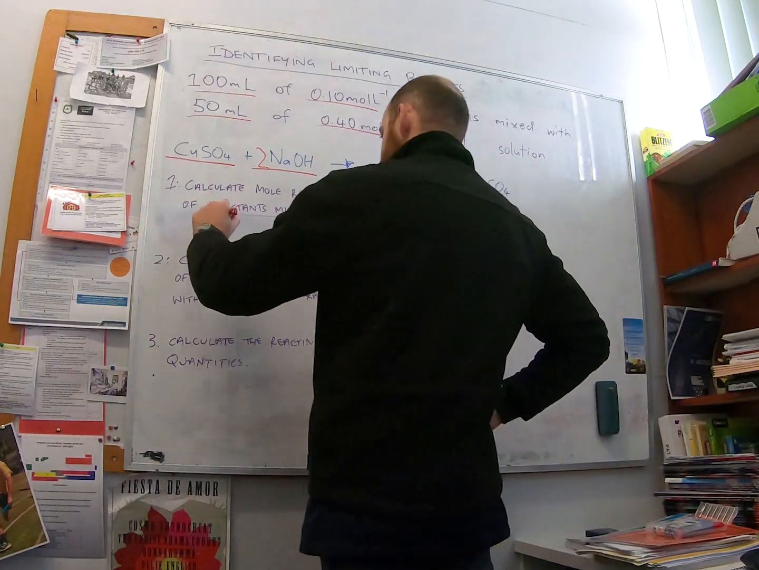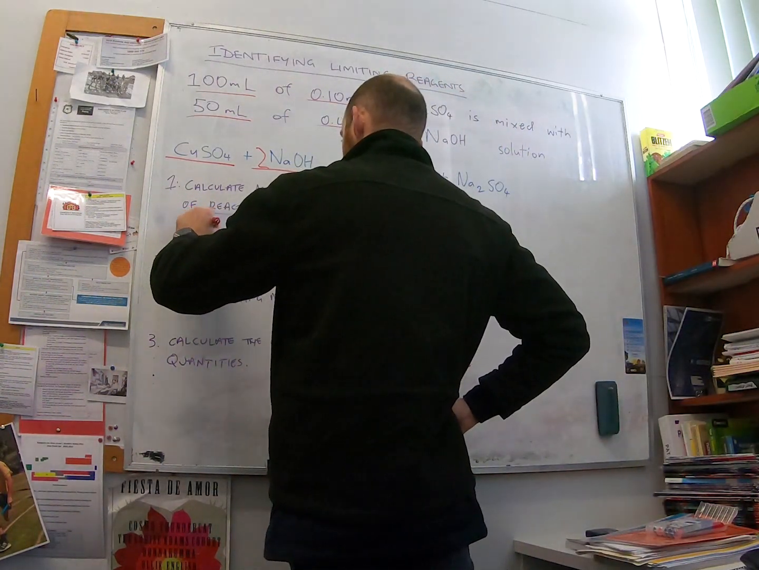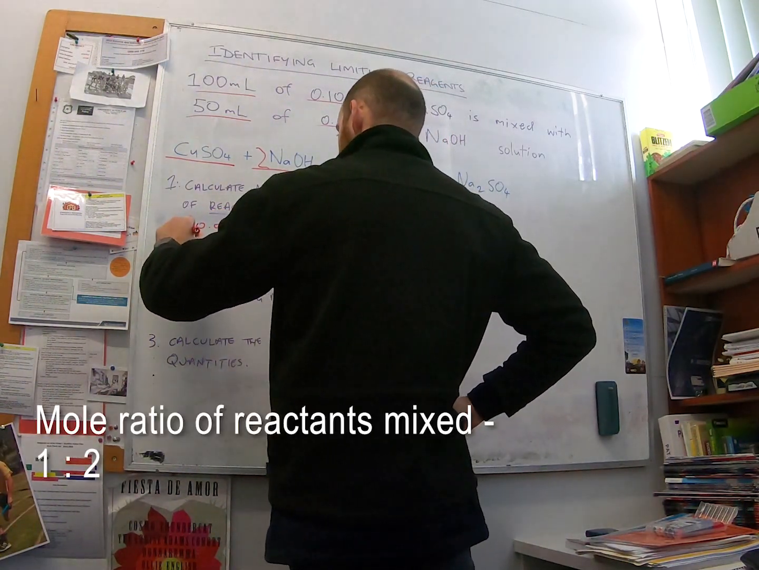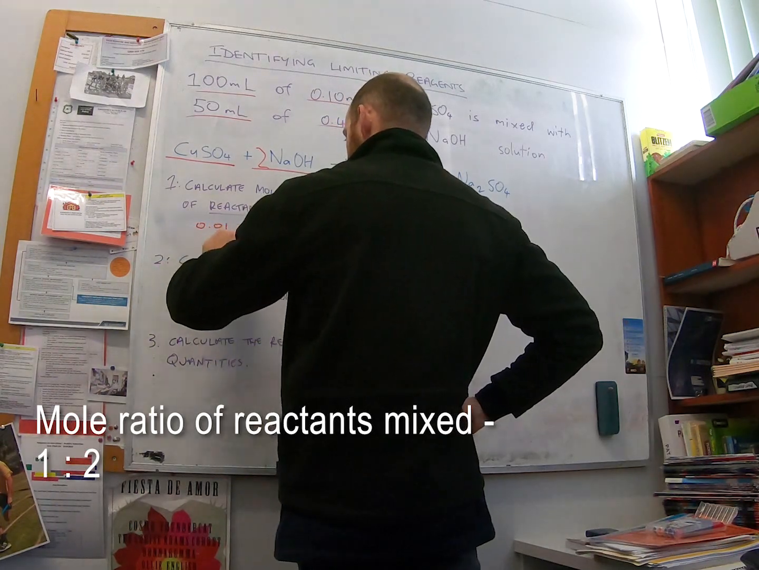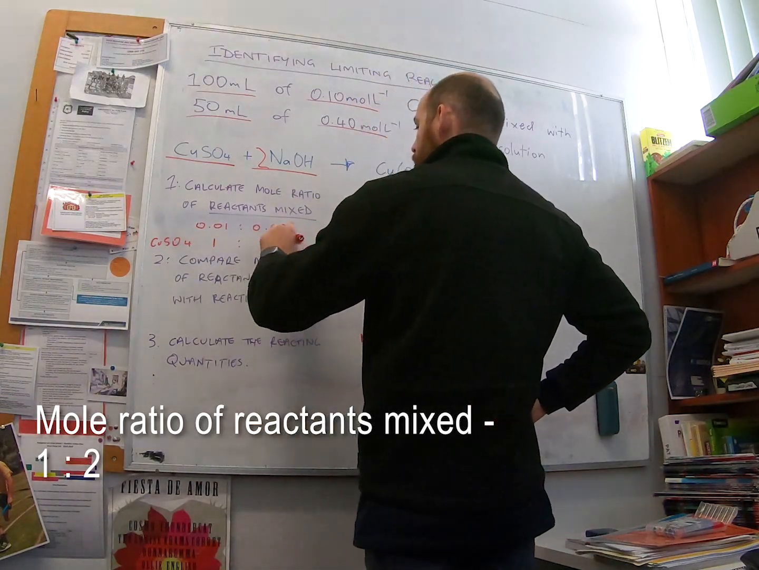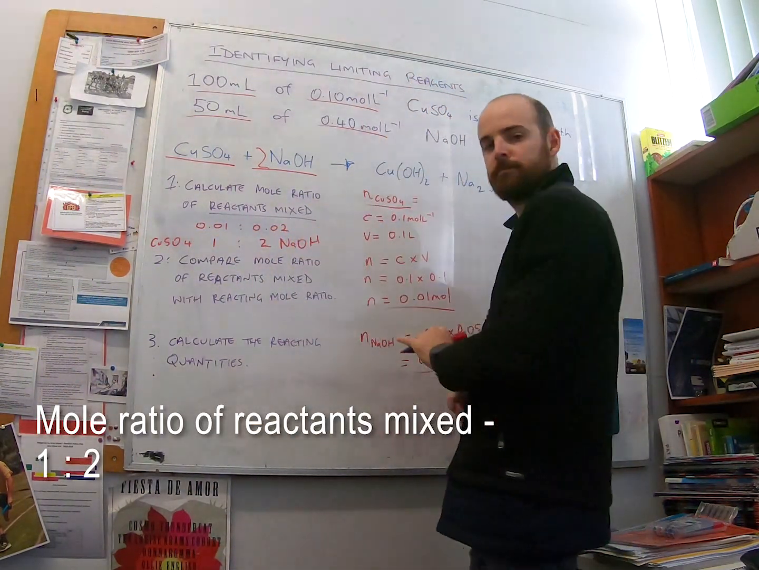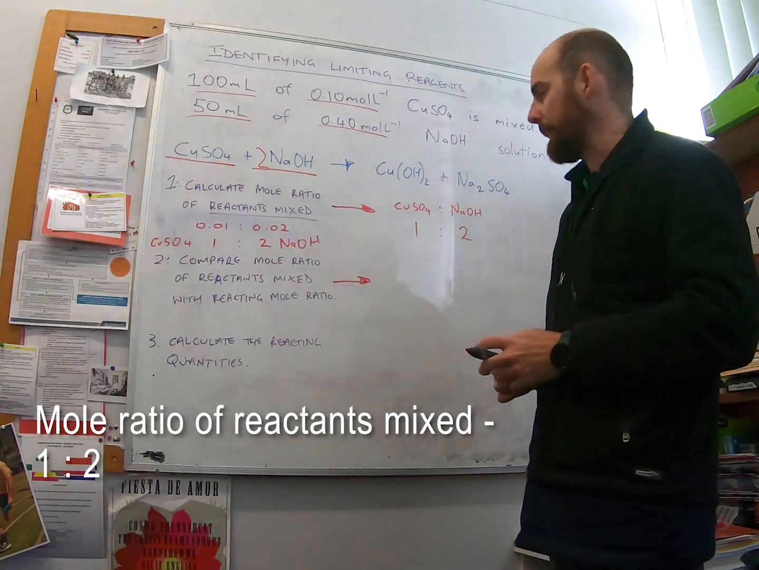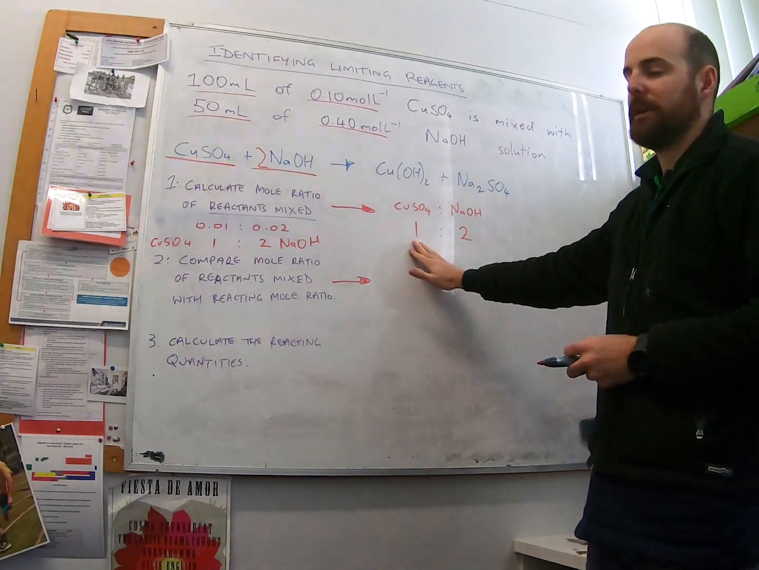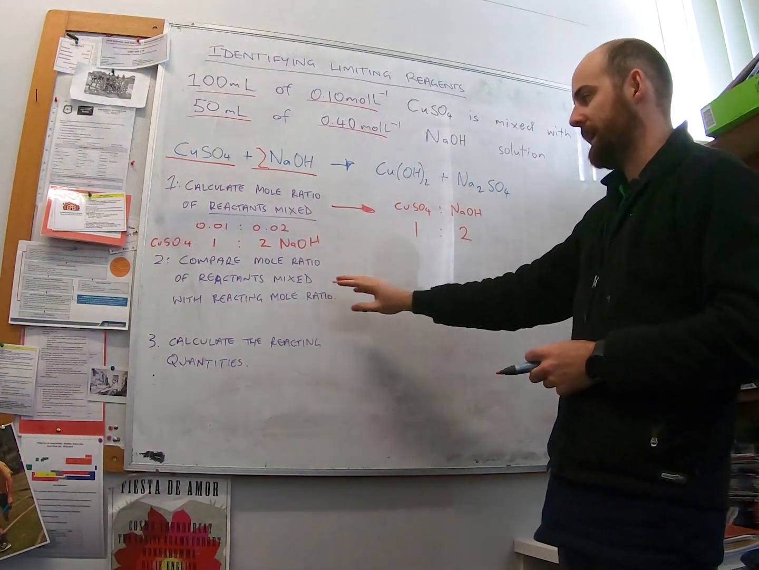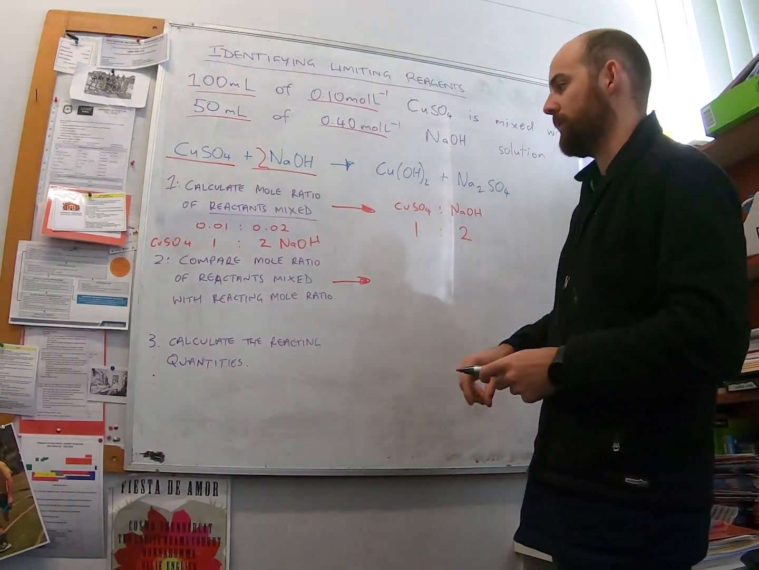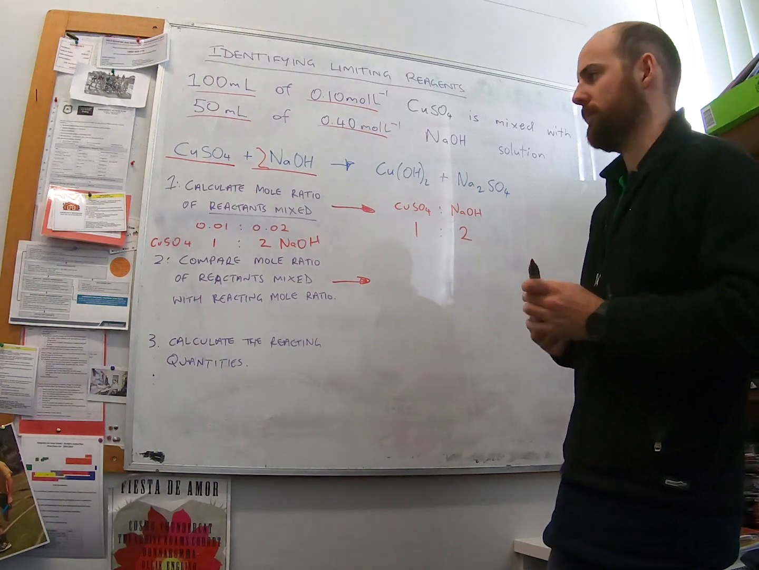So for this, it's 0.01 to 0.02, which is the same as 1 to 2 copper sulphate to sodium hydroxide. So we've calculated the mole ratio of our reactants mixed, 1 part copper sulphate to 2 parts sodium hydroxide. Our next job is to compare that mole ratio with our reacting mole ratio. We use our chemical equation to work out our reacting mole ratio.